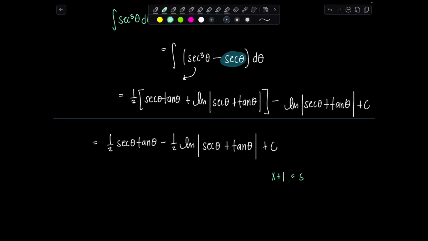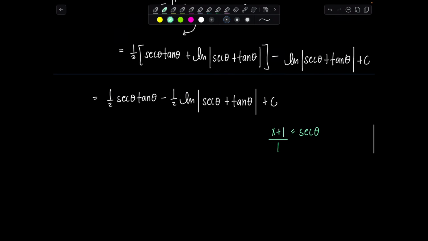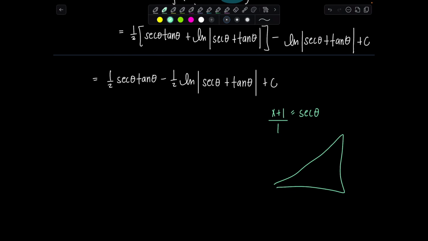And remember, we let x plus 1 be secant theta. So think of that as x plus 1 over 1. It's triangle time. So here's my theta. Secant is the ratio of the hypotenuse over the adjacent side. If you use the Pythagorean theorem, you can figure out that the missing side is square root x squared plus 1. So we're just going to use that triangle to bring it on home.